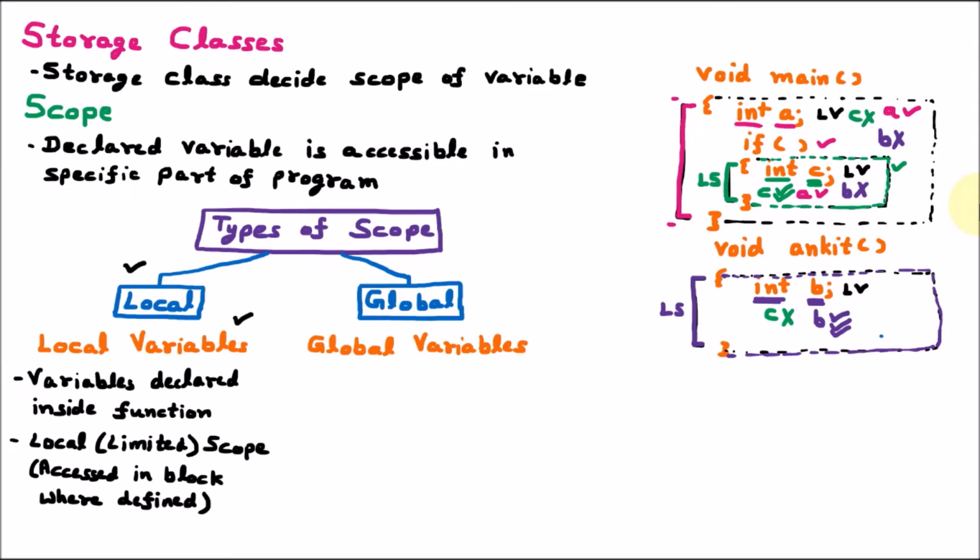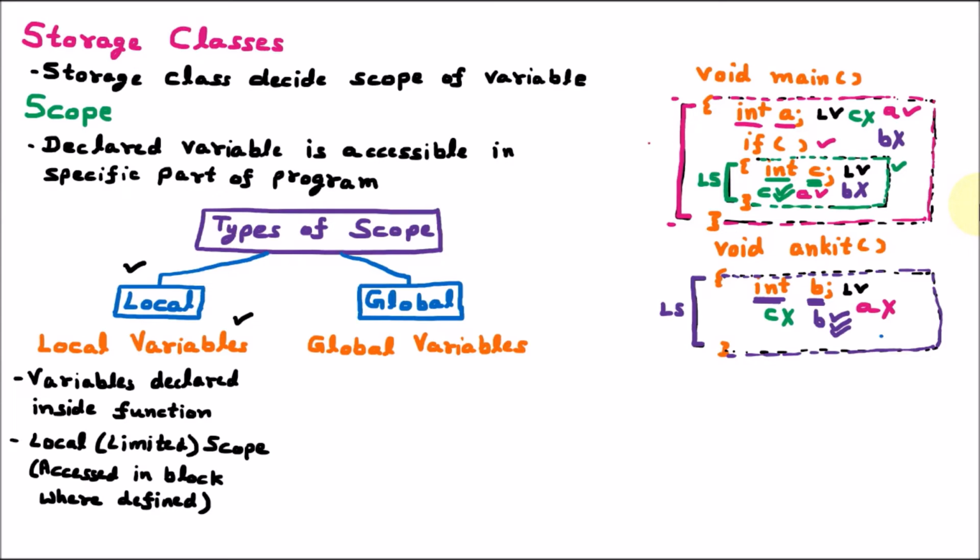But can I access the a inside the Ankit? No, that is not possible because a is declared inside the boundary of main. So whatever is inside the boundary of main, we can access. So a can be accessed only inside the boundary of main.